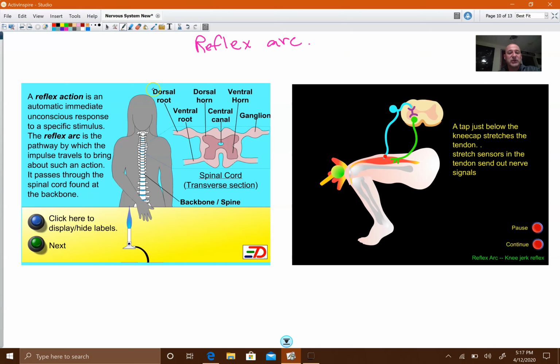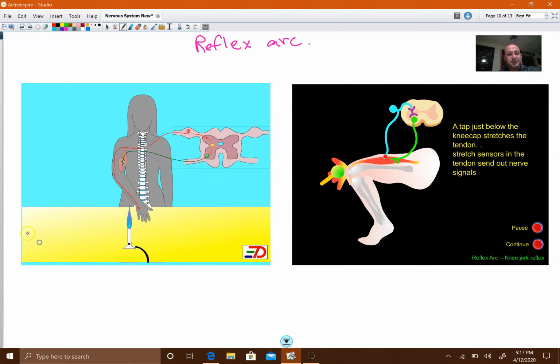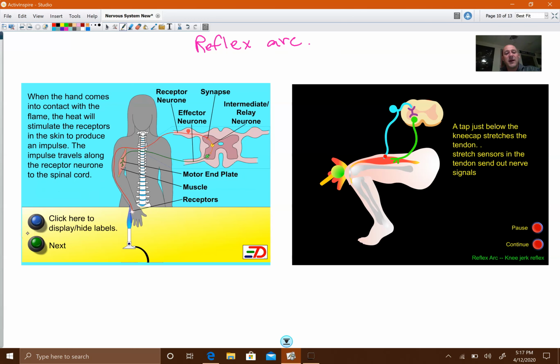And where it says dorsal root, this is where we have ganglia or bunches of nerve cells. And we're going to pass this person's hand over the flame. And what we're going to notice, I'm going to turn off all of these labels for now. Watch what happens. As she passes her hand over the flame, receptors in her skin sense heat, something hot.